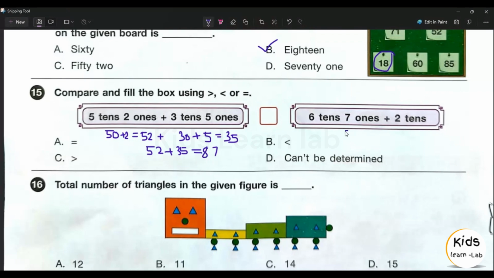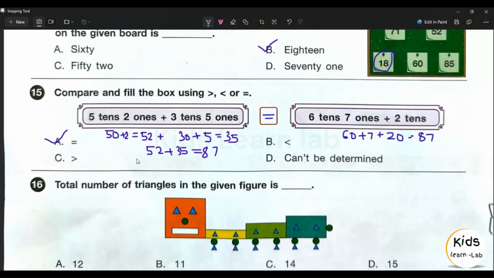6 tens is 60, 7 ones is 7, 2 tens is 20. So 0 plus 7 is 7, 7 plus 0 is equal to 7. 2 plus 6 is 8. This is equal to 87. So 87 is equal to 87. So option A, equal to, is the right answer.